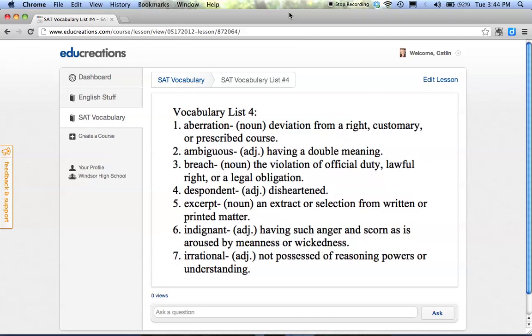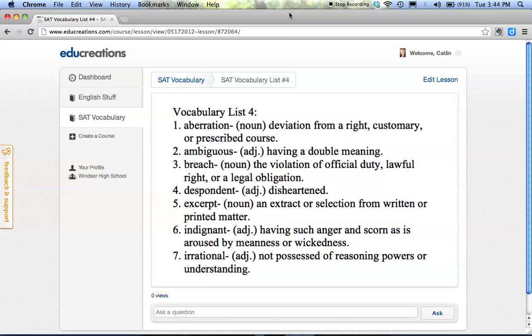Number 2 is ambiguous, and something that is ambiguous, so this is a describing word, has more than one meaning. So they say have a double meaning, but if something's ambiguous, the meaning either may not be clear or something might have more than one meaning, which also makes the actual meaning kind of unclear because you don't know whether it's this meaning or that meaning.